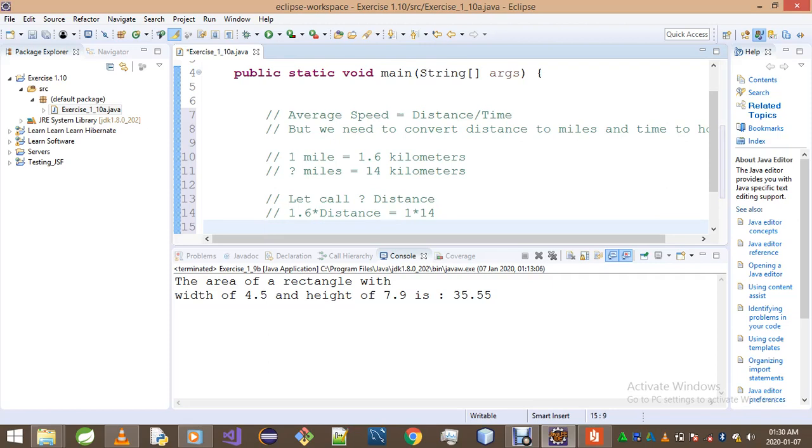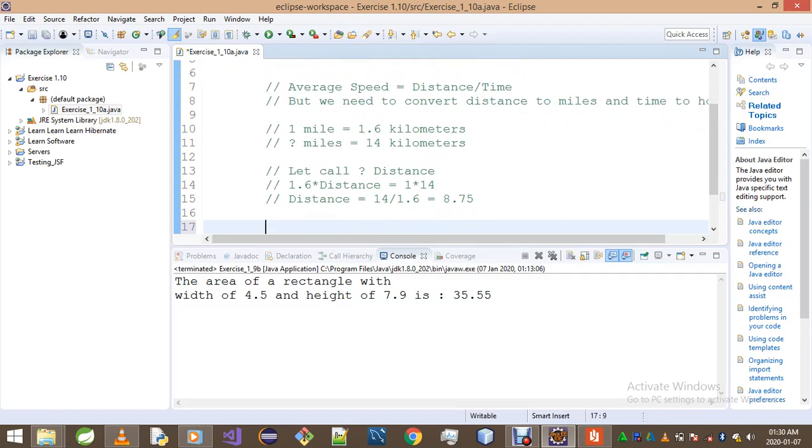Okay, if we proceed with our calculation, we see that distance is actually equals to 14 divided by 1.6, which is, according to my calculations, that will give 1.75. Okay, now we got distance in the right SI units. We gotta deal with time now.